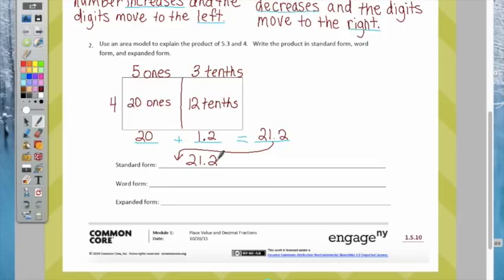Very good. Okay? So when I say this number, I don't say 21.2, do I? No. What do I say? 21 and 2 tenths. Good. That's what you write. 21 and 2 tenths. Make sure you have all words.